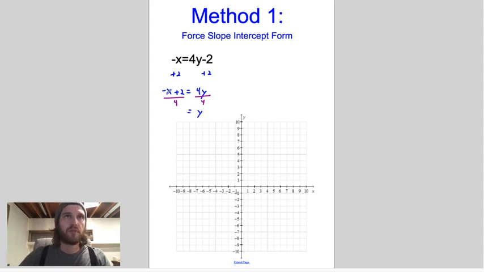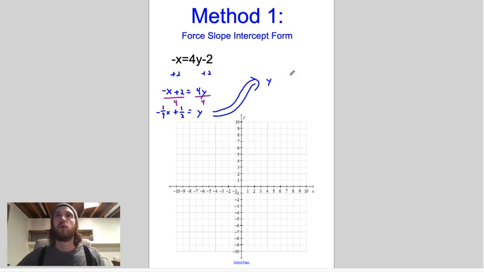Here, the coefficient out in front of negative x is 1. So this will be negative 1 over 4. Negative divided by a positive is a negative. And then 2 divided by 4 is plus 1/2. All right, I'm going to rewrite this equation with y on the left. So basically, it's y equals negative 1 over 4x plus 1/2.